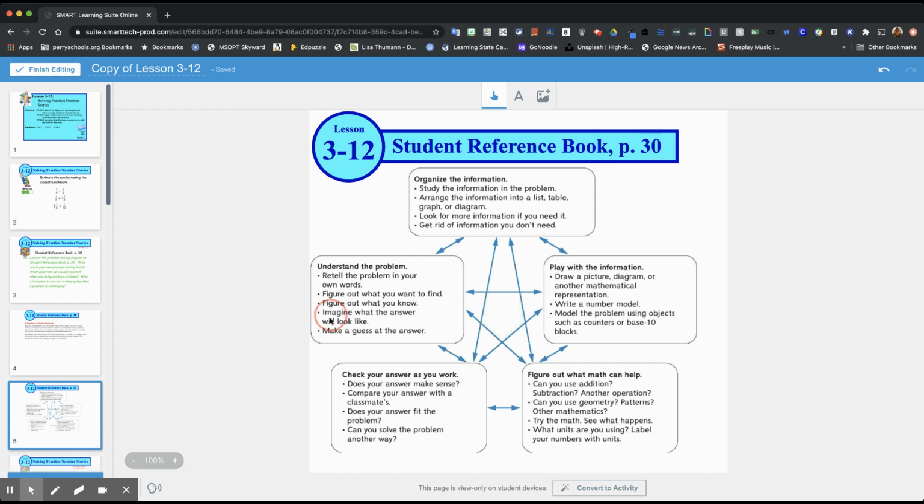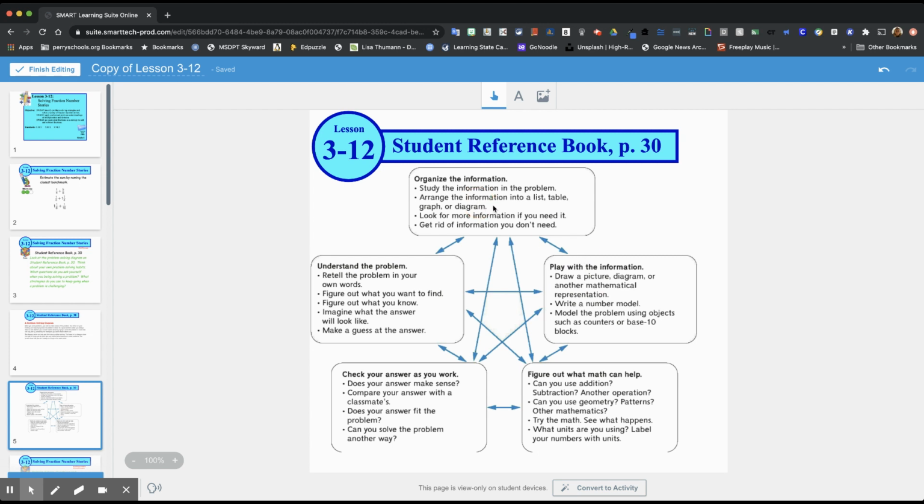You might do these things that are listed under understanding the problem, retelling it, figuring out what you already know, imagining what it looks like. And then from there, maybe you play around with the information. And then after you've drawn a picture or written a number model, maybe you then organize it, you study it.